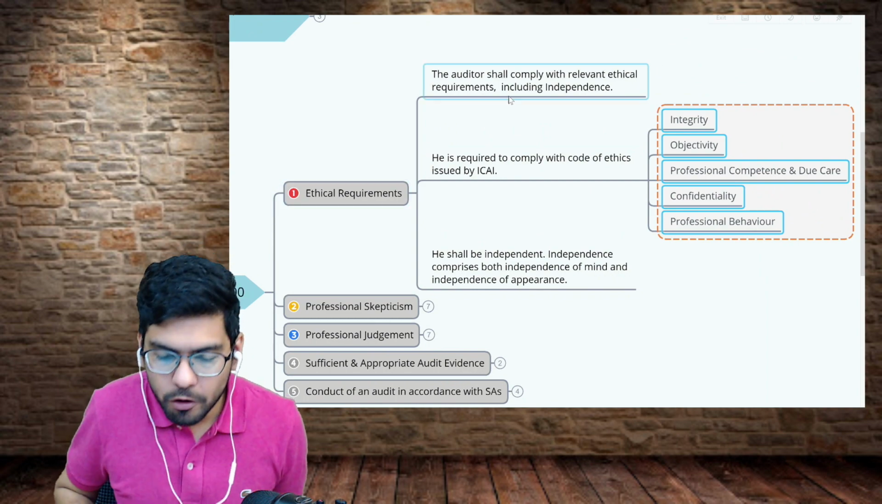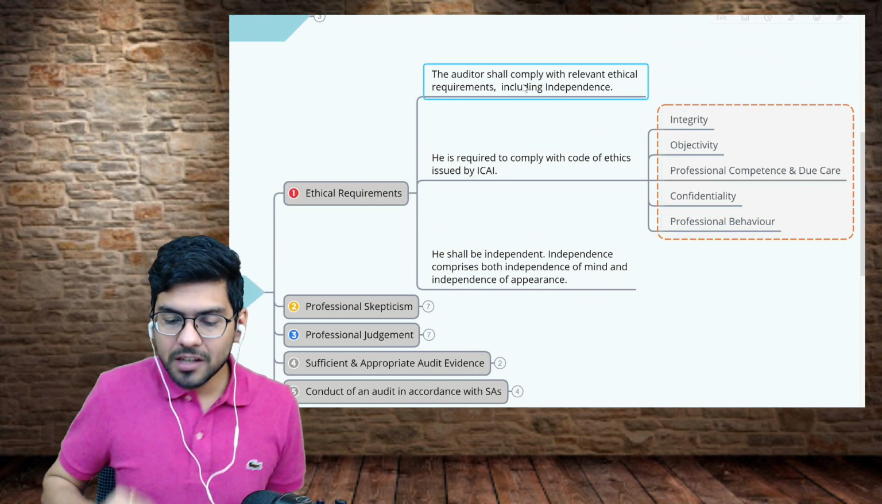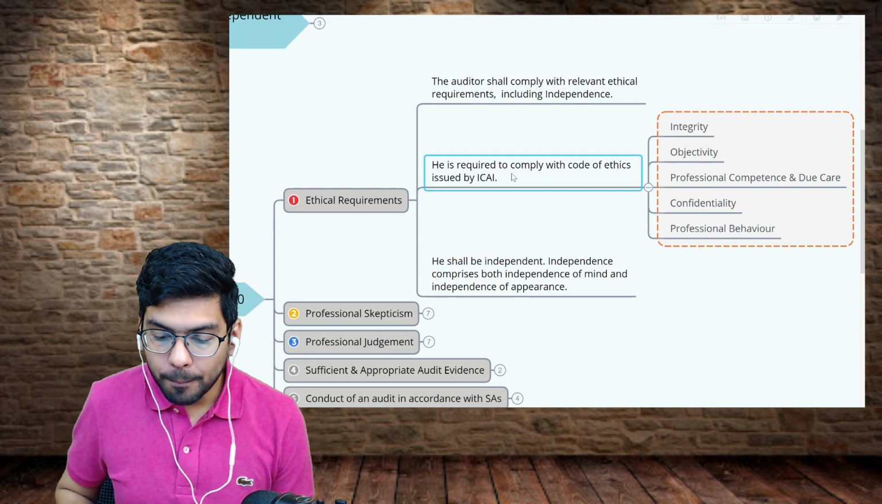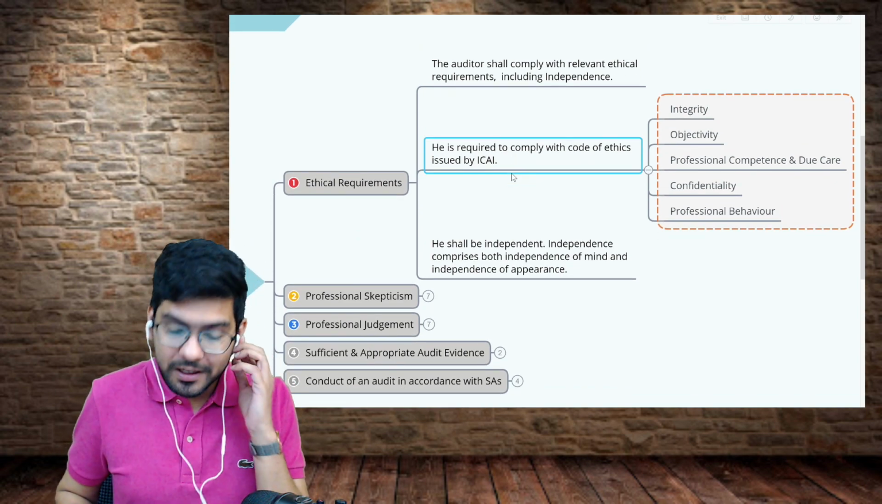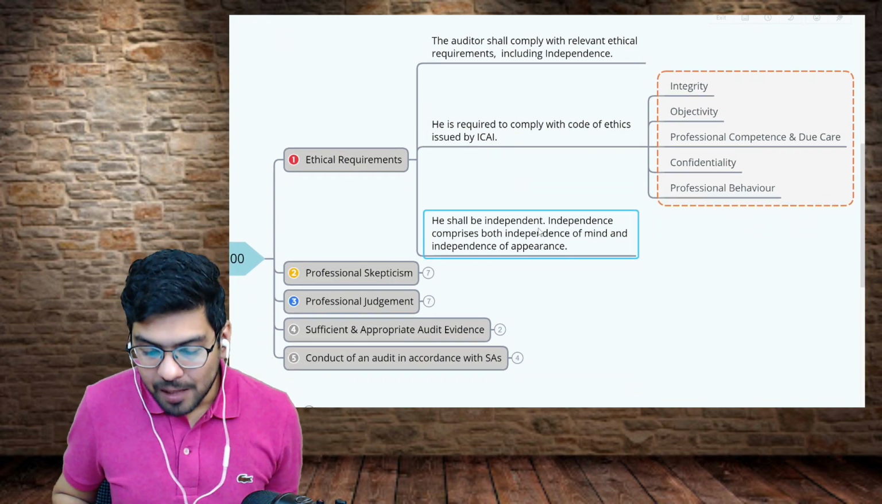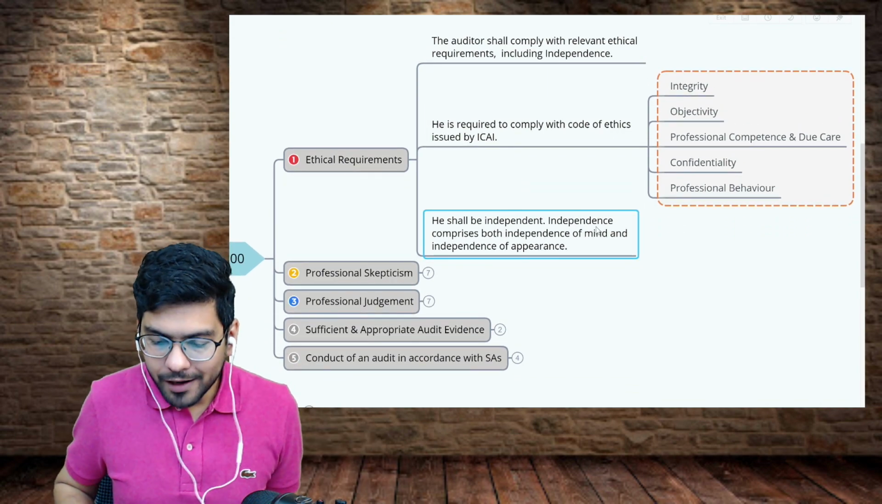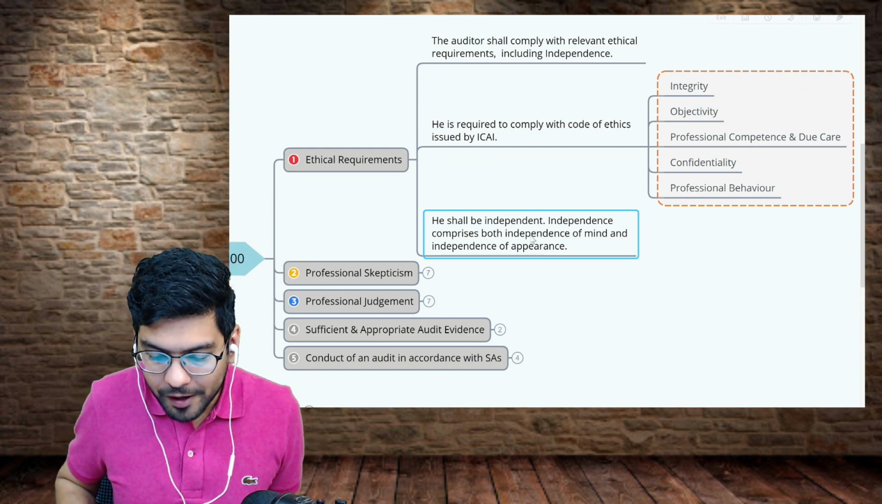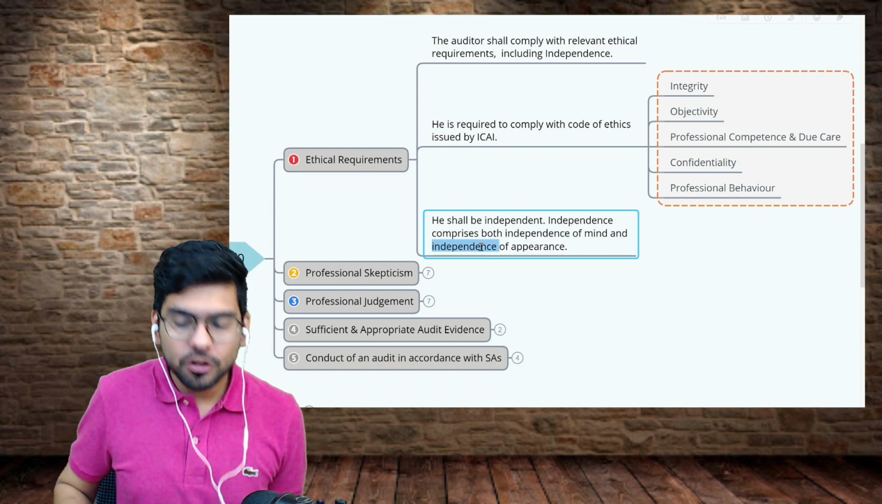Now, what is ethical requirement? Let us understand this. The auditor shall comply with relevant ethical requirements, including independence. He is required to comply with the code of ethics issued by ICI, and he shall be independent. Independence, I have already covered this. Independence comprises both independence of mind and independence of appearance.